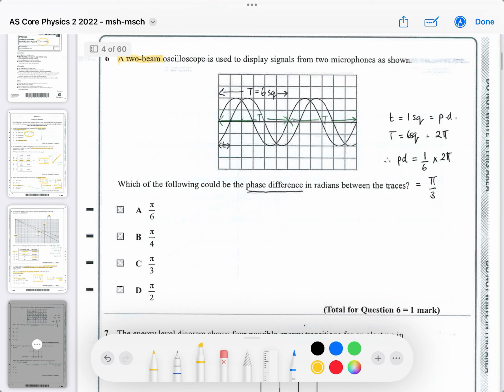Question 6. Here you have a 2-beam oscilloscope used to display signals from 2 microphones, as shown. They're out of phase by 1 square. The period for the wave is 6 squares, so the phase difference is 1 square out of 6, so it's 1/6 of 2 pi in radians, because they want it in radians. Okay, so that comes to pi over 3, which is C.